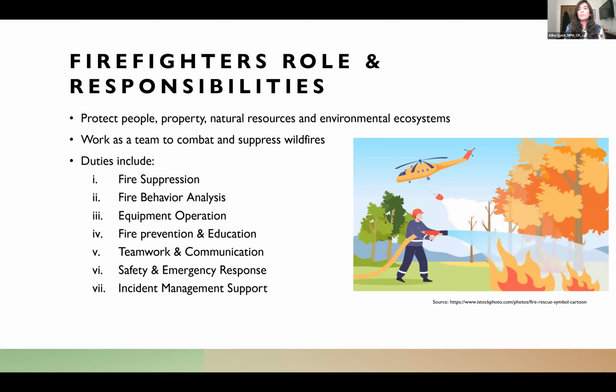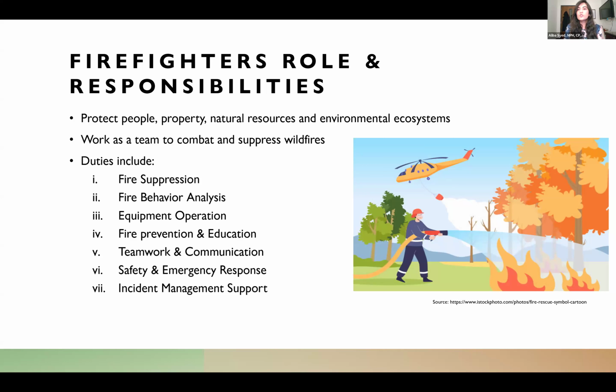They work as a team to combat and suppress wildfires occurring in forests, grasslands, and other wilderness areas. They are responsible for constructing fire lines, utilizing hand tools and equipment, and coordinating with other firefighters and emergency responders. Their duties include fire suppression, fire behavior analysis, equipment operation, fire prevention and education, teamwork and communication, safety and emergency response, and incident management support.